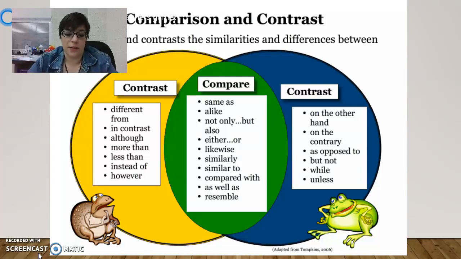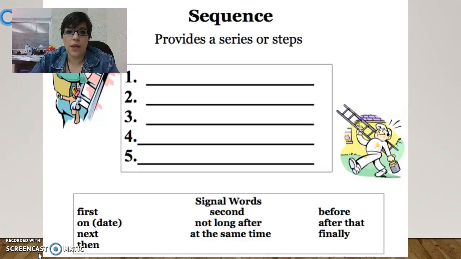All of these are great signal words that will help you figure out that something is a compare and contrast text. These are usually used in essays and news articles. So you might compare the damage that we've seen from Hurricane Irma to the damage that we saw from Hurricane Harvey. So those are how you could compare and contrast that.